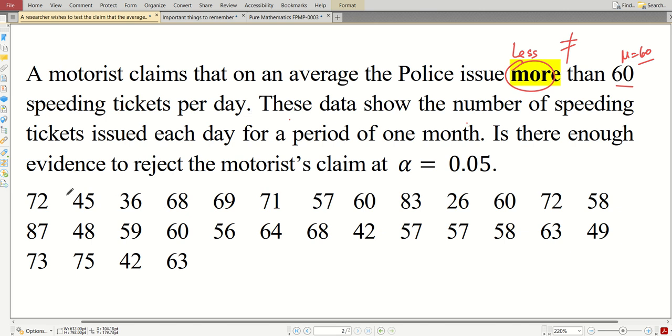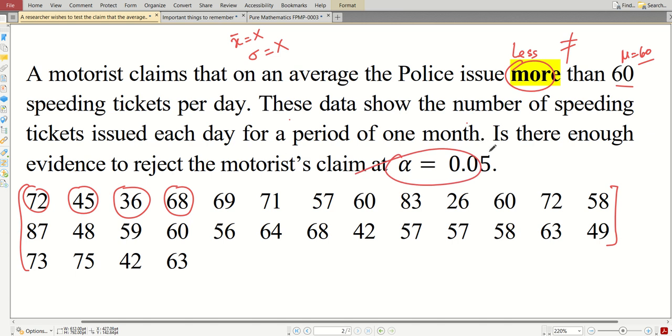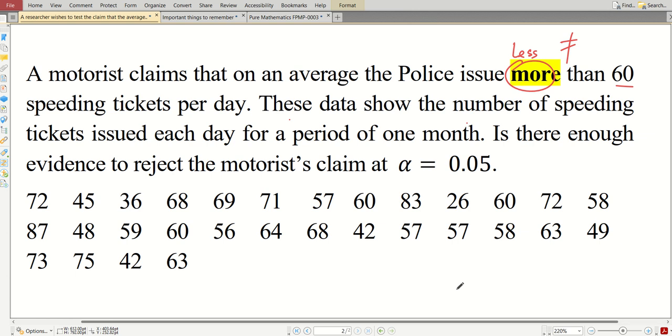The data shows, like, on the first day 72 tickets, second day 45, third day 36, fourth day 68. In this question, number one, x bar is not given. Number two, the sigma value is not given. If these are not given, then to check the hypothesis there is a different procedure, which I will tell you. Here alpha is 0.05.